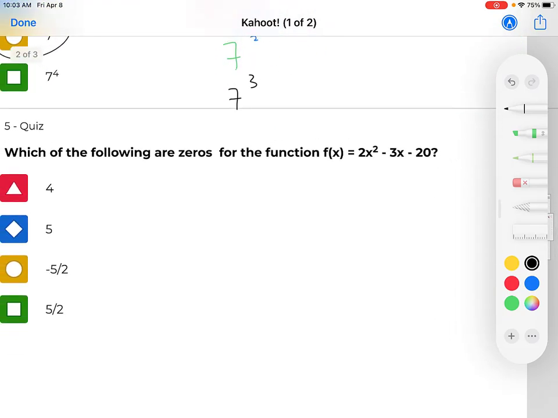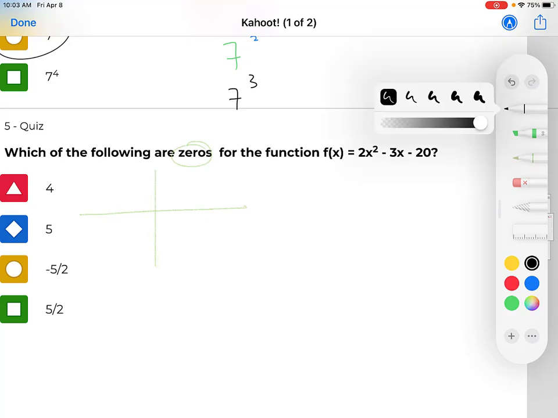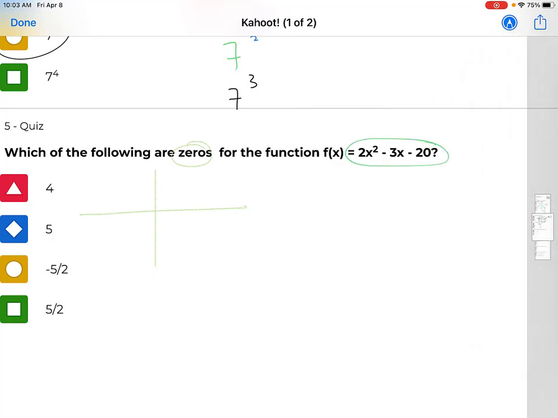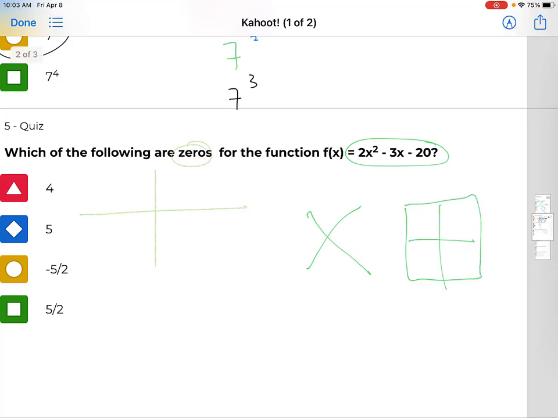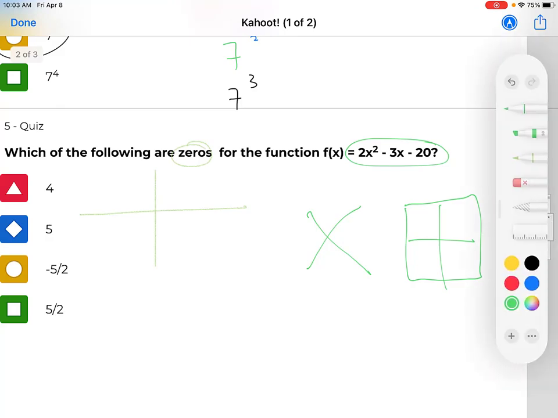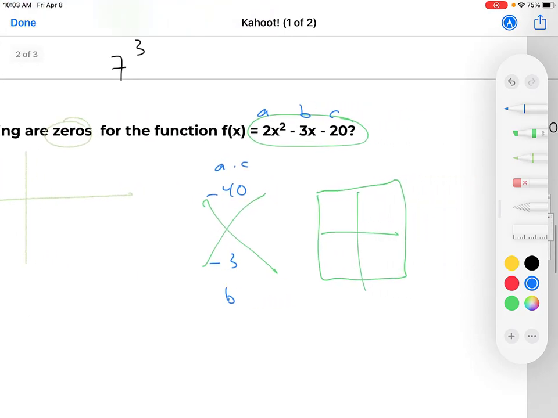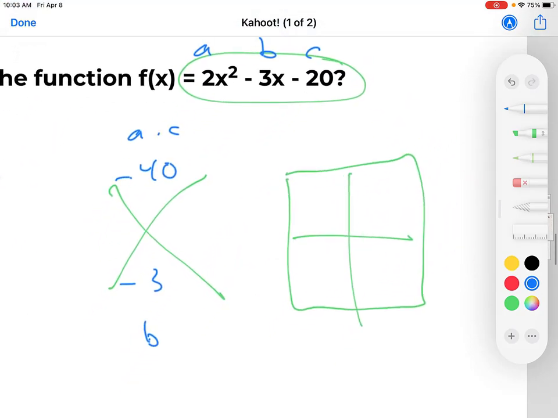Question number 5, which of the following are zeros? Remember, the word zeros is just where it crosses the x-axis. I have function notation here, and this is quadratic, so everything's on the right side, so I'm just going to see if I can factor this using our Xbox method. This is your A, B, and C from standard form. A times C is -40. Your B value is -3. We need to list all the numbers out that multiply to be 40 but add to be 3.